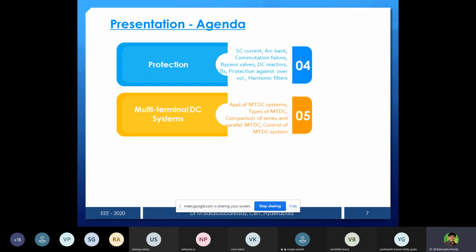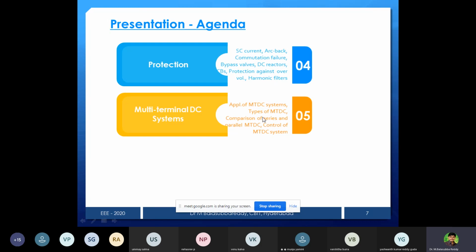And another one is asynchronous interconnection between adjacent power systems. So what is asynchronous interconnection? That is where the frequency mismatch is going to be handled using this DC transmission. And the reinforcement of an AC network in a heavily loaded condition. All these things are the applications of MTDC.